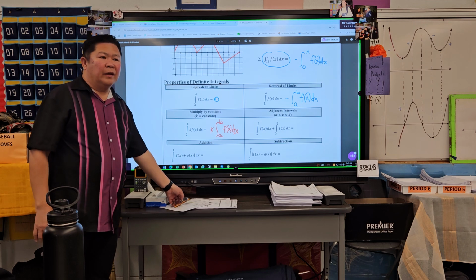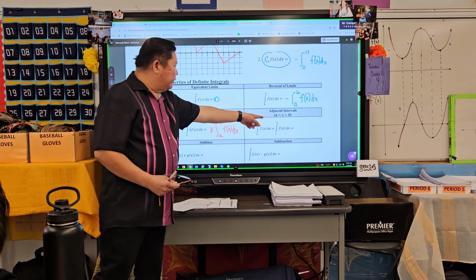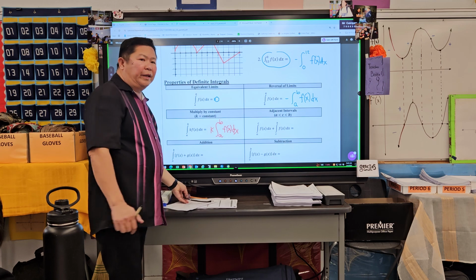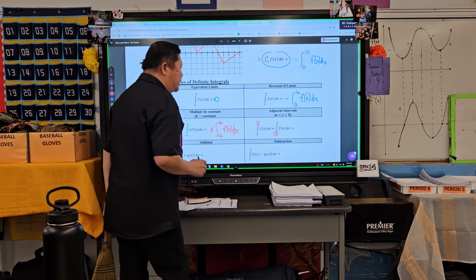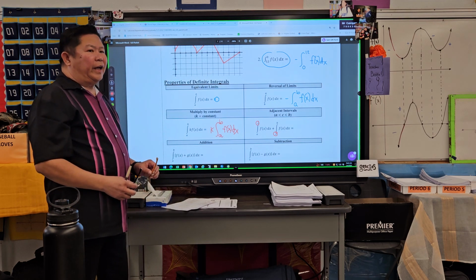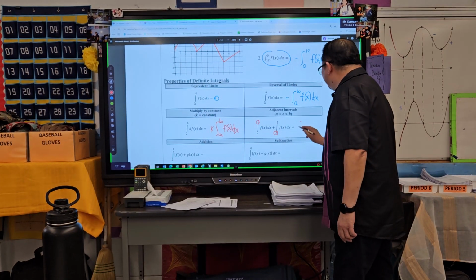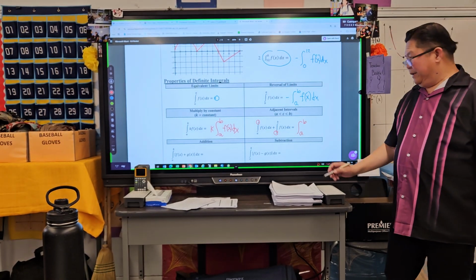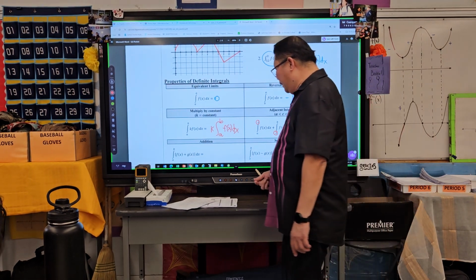Okay, so adjacent intervals. Look at this one. The c is between a and b. The upper limit here is c, and the lower limit here is also c. So that means they cancel out, and our focus now is the integral from a to b of f of x dx. Any question?